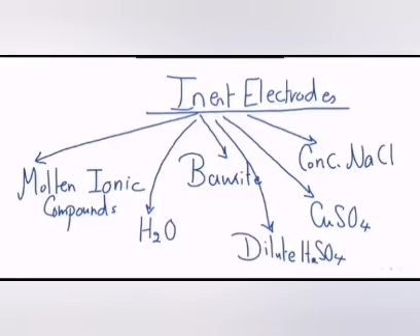Bauxite is aluminum oxide, and during electrolysis of bauxite, we mix it with molten cryolite so as to lower the operating temperature and increase the electroconductivity of bauxite. In the electrolysis of dilute sulfuric acid, any dilute solution usually releases hydrogen at the cathode and oxygen at the anode, and the electrolyte changes to a concentrated solution of the same chemical.